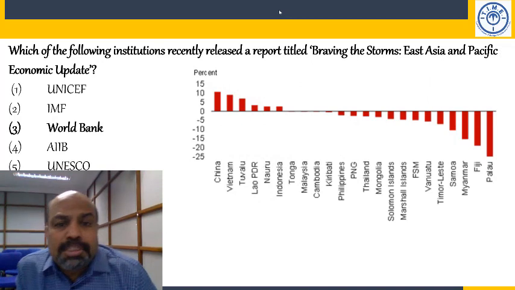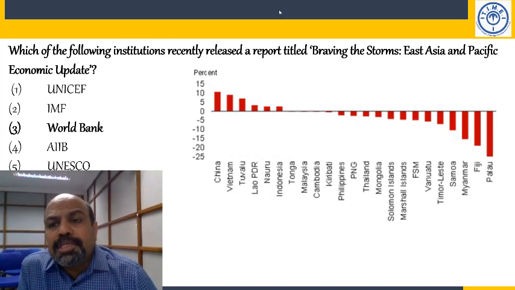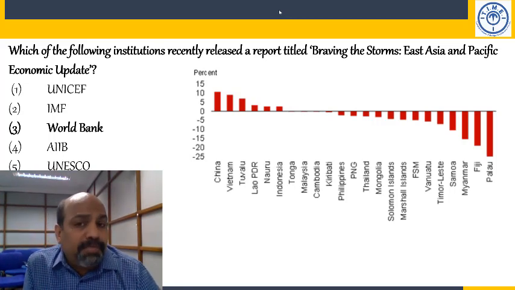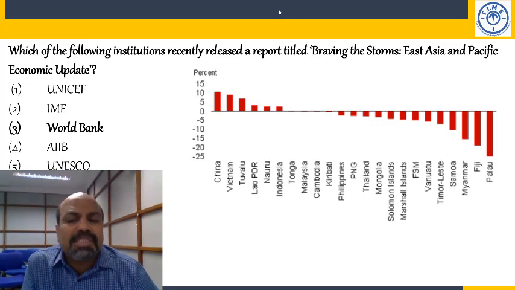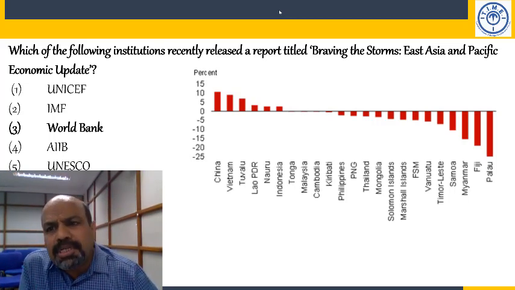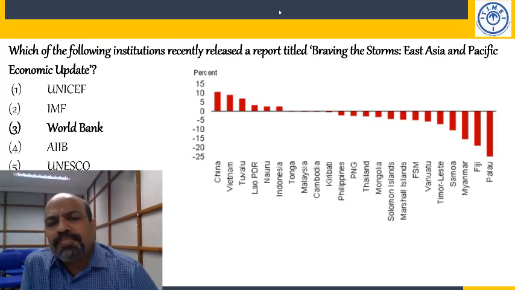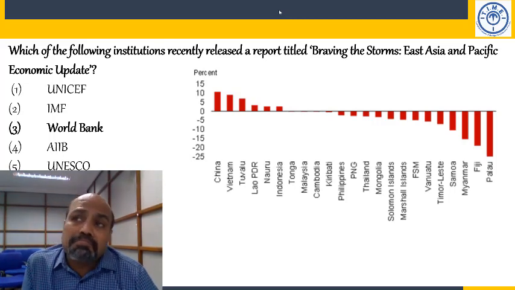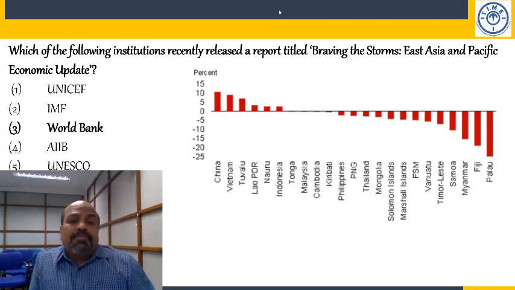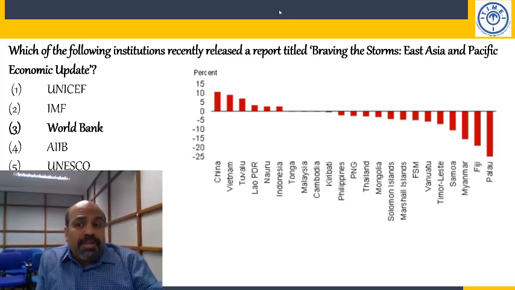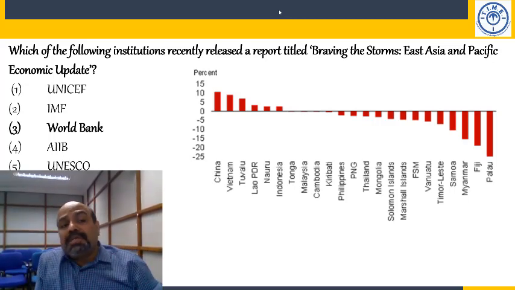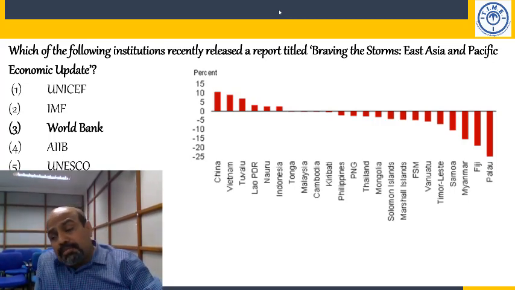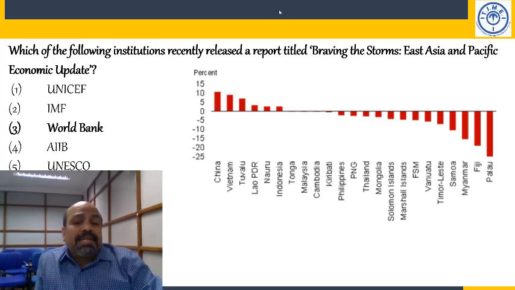Which of the following institutions recently released a report titled Braving the Storms, East Asia and the Pacific Economic Update? World Bank. See, I told you that the recovery around the world has been quite uneven. If you look at East Asia, Southeast Asia, Pacific Islands and all, very few countries have had what we say even growth. While China's growth here is being shown as around 11%, please know that is pre-inflation, and a lot of countries have suffered massive drops in production and economic output. This has led to a drop in GDP.